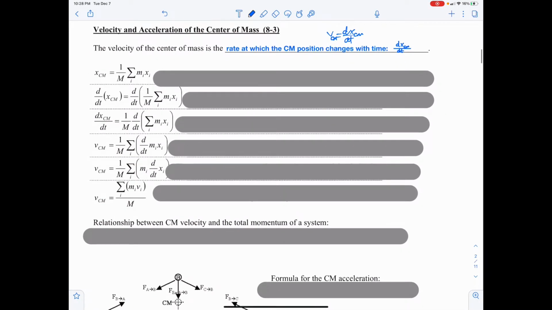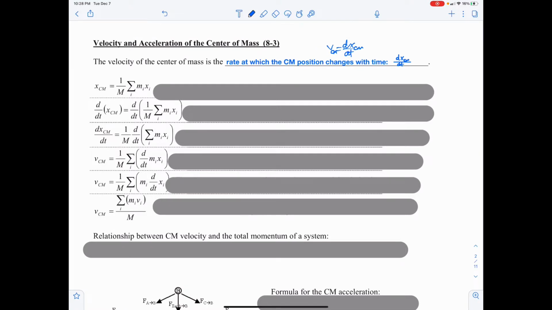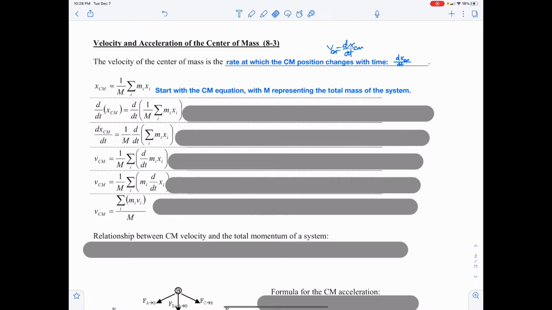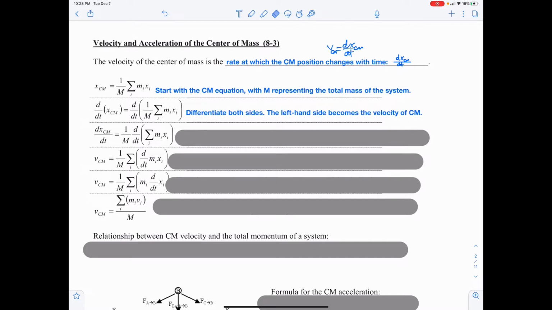So let's go ahead and follow the derivation of this formula here. Number 1, we start with the formula for the center of mass, which is the sum of all your masses times your positions divided by the sum of M. Capital M represents the sum of all your masses. So start with the center of mass equation with big M representing the total mass of the system. Well, then we're going to differentiate. We're going to take the derivative of both sides.